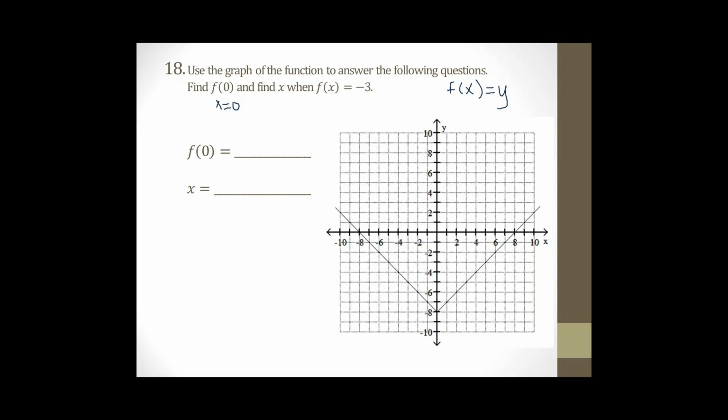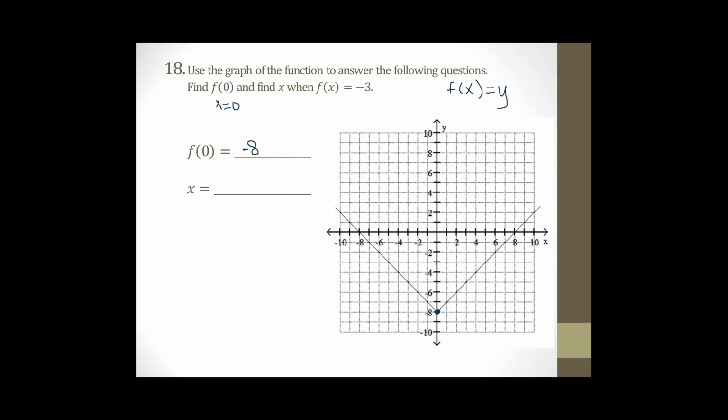So if we look at our x-axis here, let's go to where x is 0. That's here. So where is my function? The y value is at negative 8. So when f of 0, when x is 0, my y is negative 8. All right? So now it's asking for the x value when y is negative 3. Because remember, f of x is the same thing as y. So when y or f of x is negative 3, what is or what are my x values?